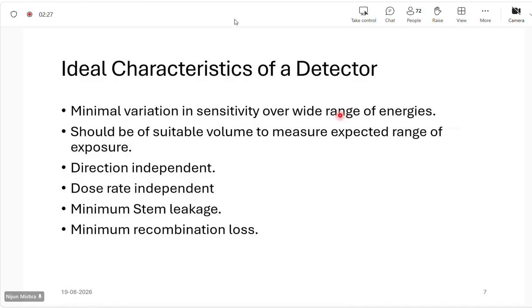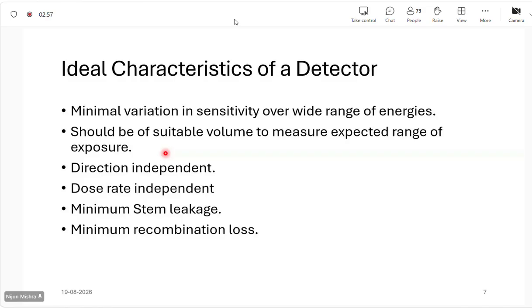Second, it should have a suitable volume to measure the expected range of exposure. Like in absolute dosimetry, we use the Farmer chamber. The Farmer chamber has a volume of 0.6 cc. So we are not using, like, a 100 cc volume chamber for absolute dose measurement, or a 1 cc, 2 cc chamber. So it should have a suitable volume to measure the expected range of exposures.